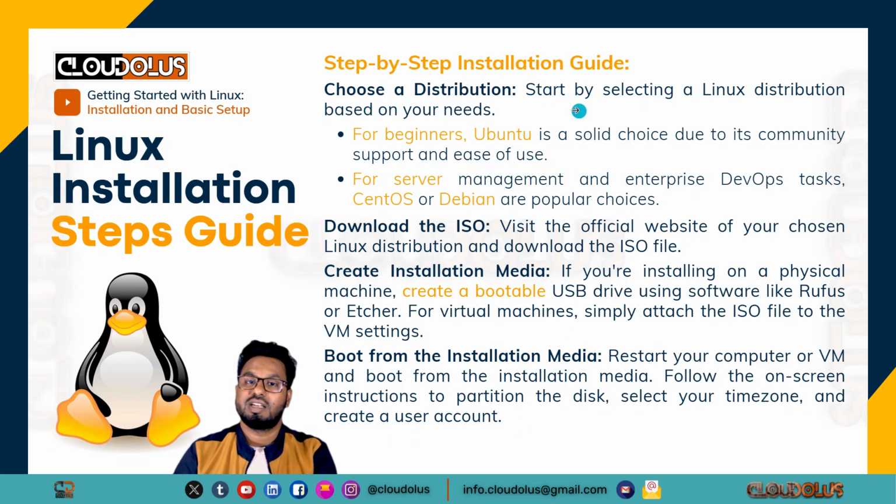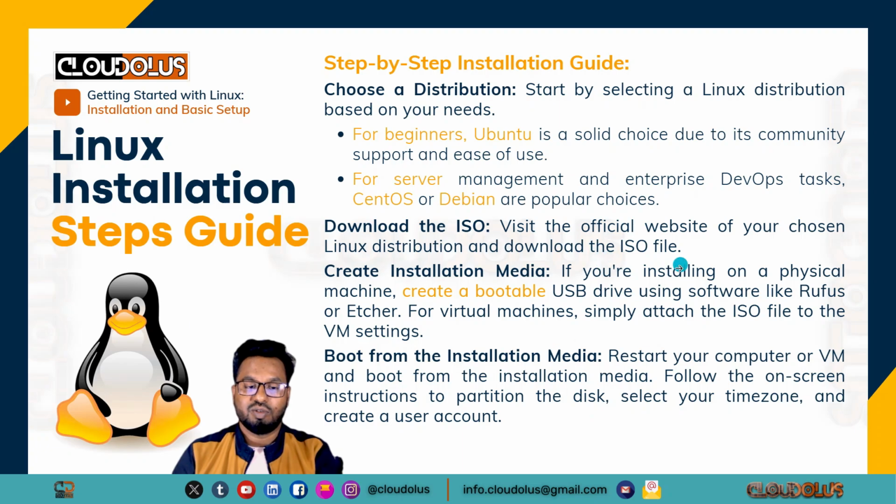So first of all, choose the distribution which suits your application or workflow. For beginners, you choose Ubuntu. This is a solid choice for community support and ease of use. For servers, choose CentOS or Debian when you need server management and enterprise DevOps tasks. So this is how to choose a distribution, and then download the ISO file. Based on the distribution you choose, you go to the official site and download the ISO file.